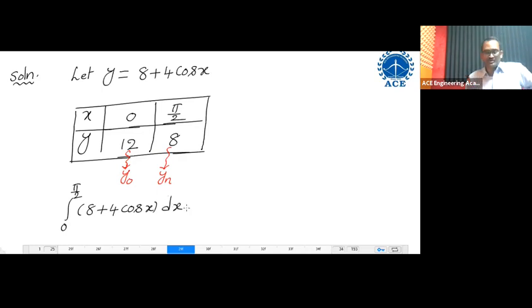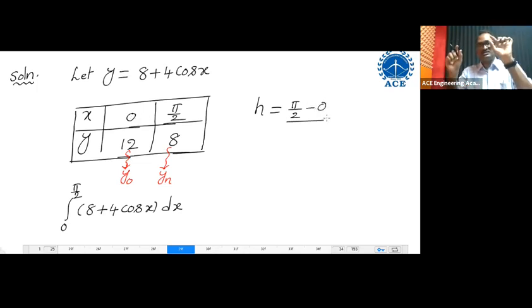The integral of 8 plus 4 cos x dx, with h equal to the end point of the interval minus the initial point of the interval, divided by the number of subintervals. The end point is pi by 2 and the initial point is 0. With 2 points, only one subinterval can be formed.